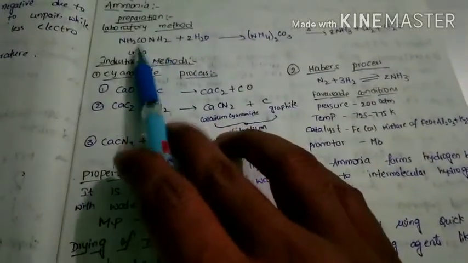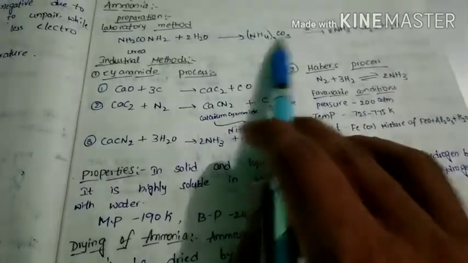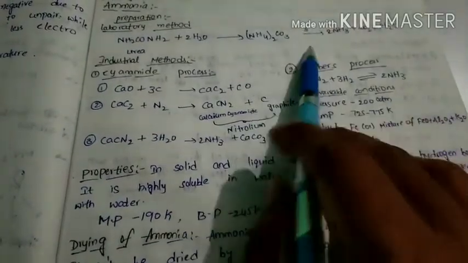This is the urea formula. When urea reacts with water, then ammonium carbonate is formed. When it undergoes heating, then we get ammonia. This is the laboratory method.